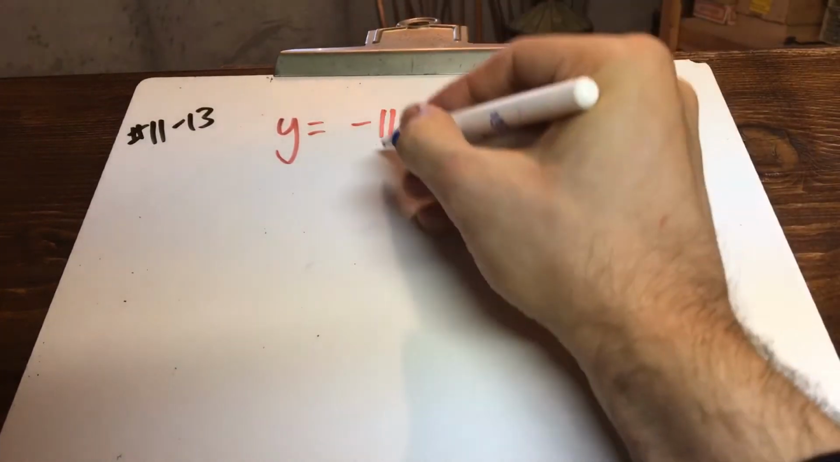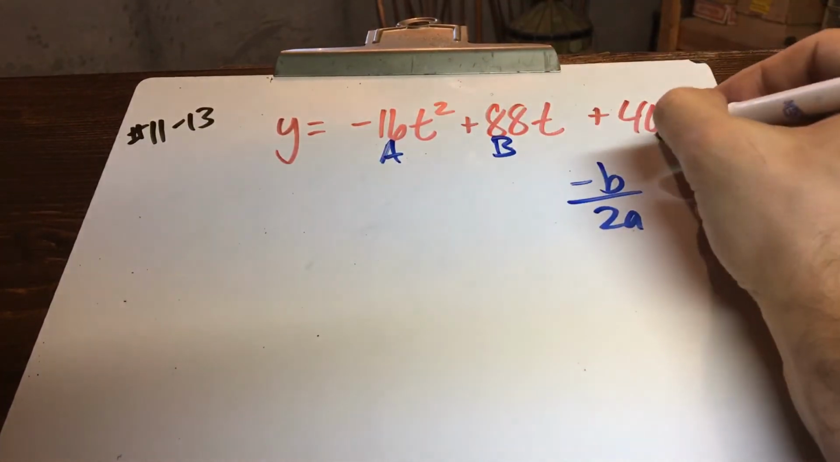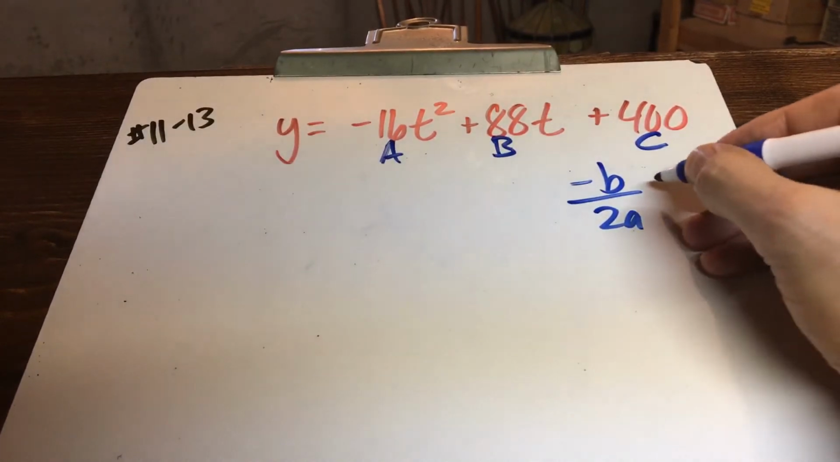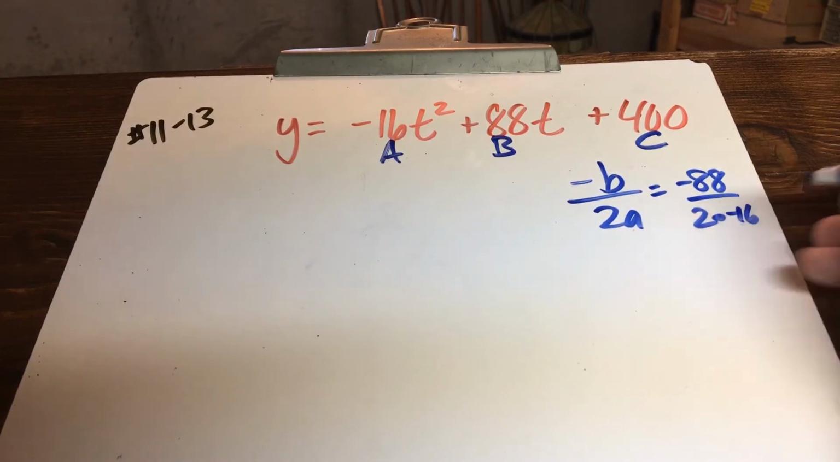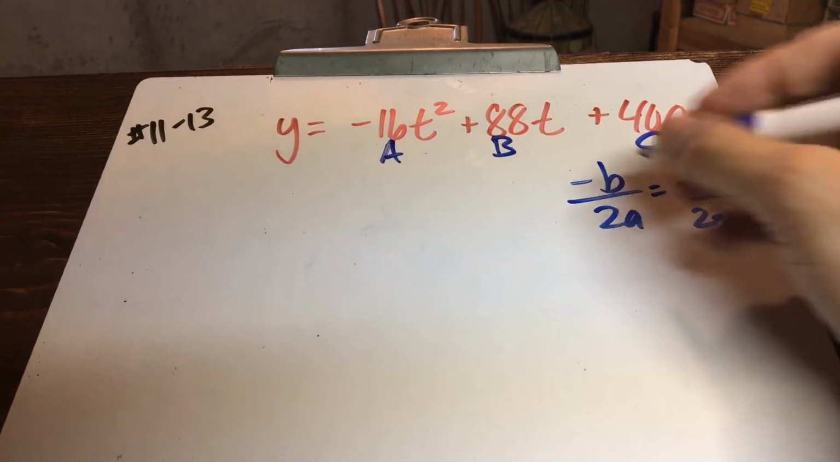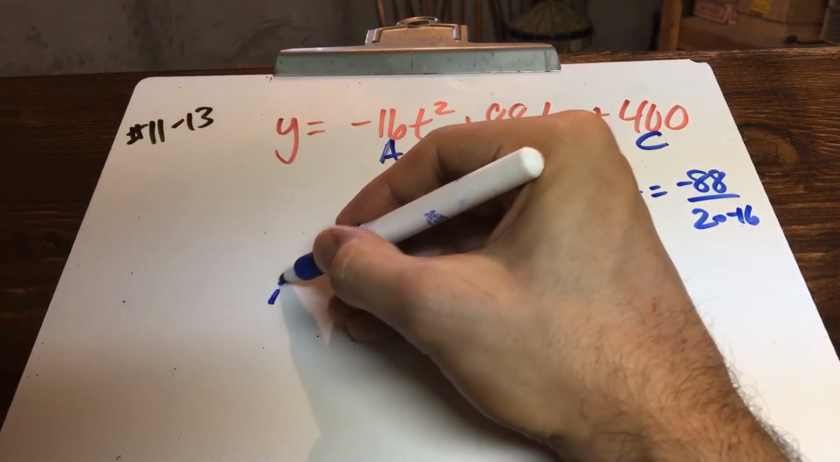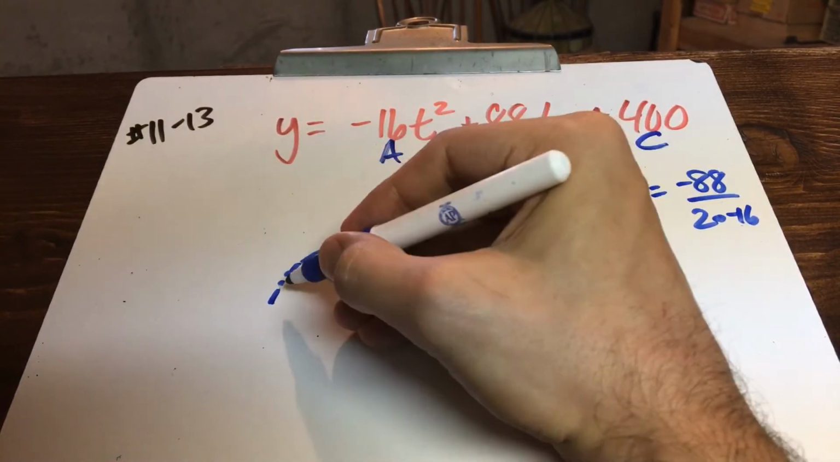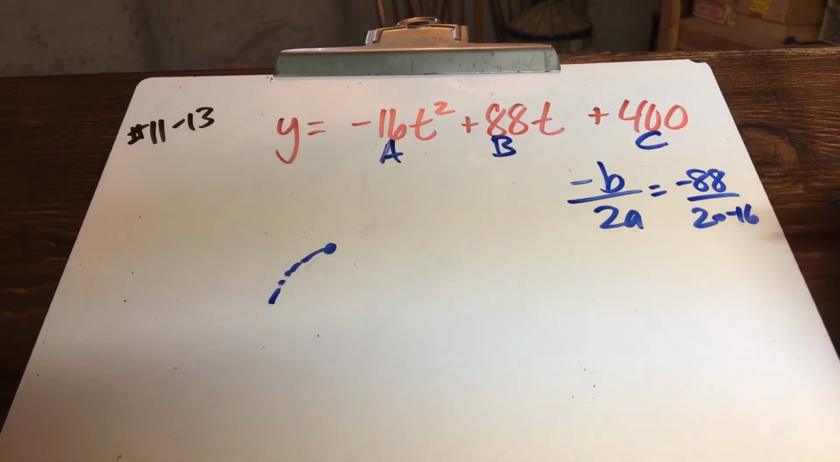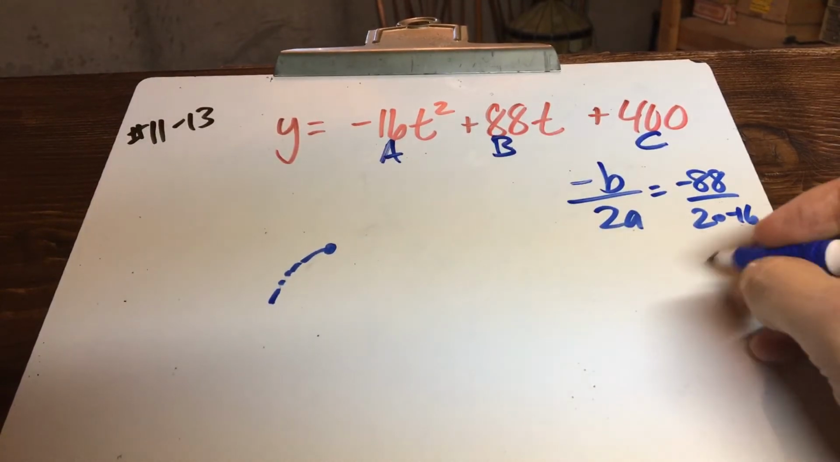That is a clue to do the axis of symmetry, just like we did with A, B, and C. Do the negative B over 2A: negative 88 over 2 times negative 16. So you'll get that answer. That answer will tell you how long it took this pumpkin to reach its highest point when you launch it out of the cannon. And then let's just say, for example, you get 3.